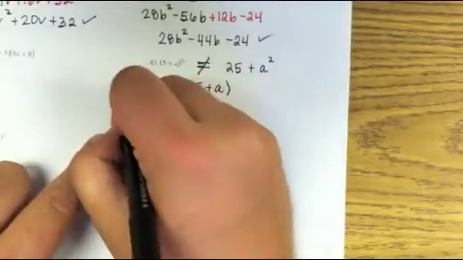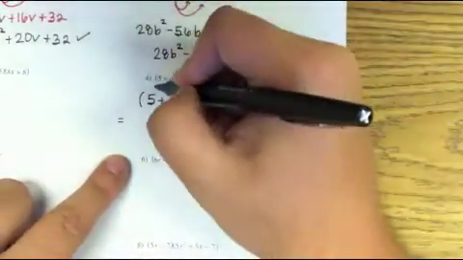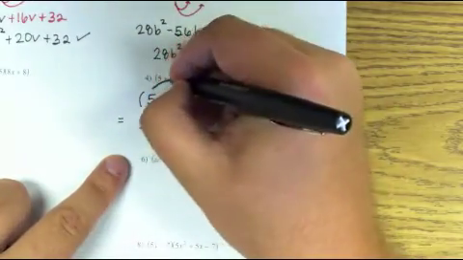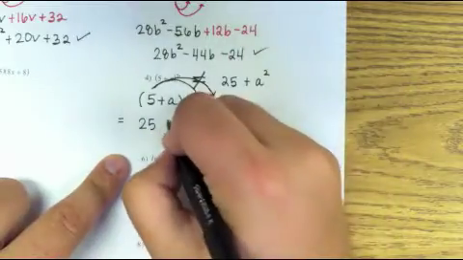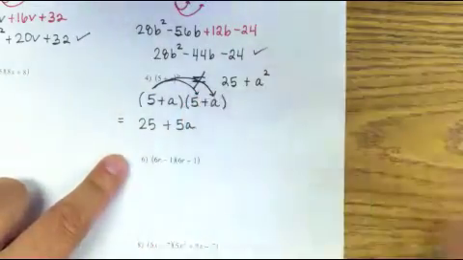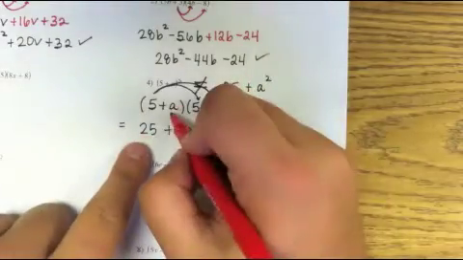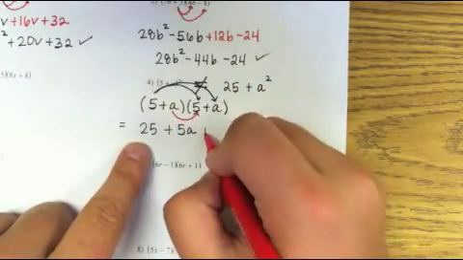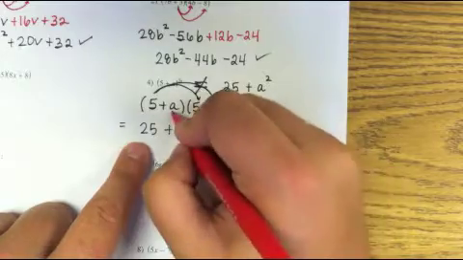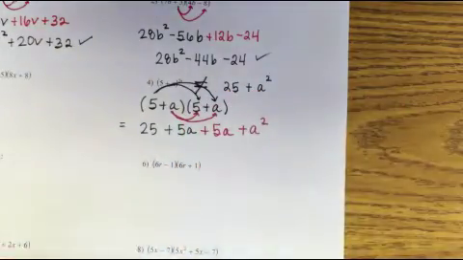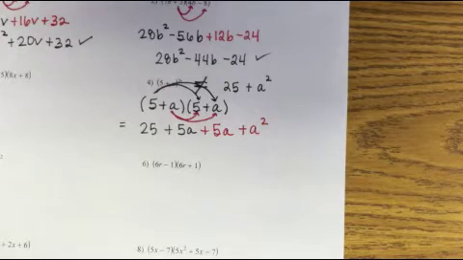All right? So let's go ahead and do it. Distribute. 5 times 5 is 25. 5 times an a is 5a. Okay. Let's do the other one now. Distribute the a. A times 5 is 5a. And a times a is a squared. Right, it's not a. Okay?